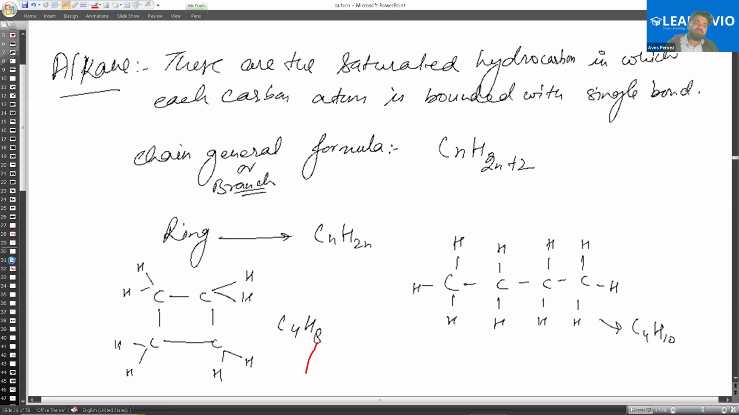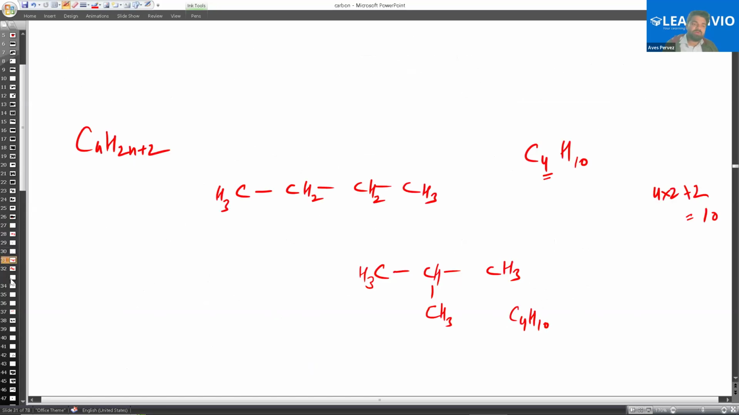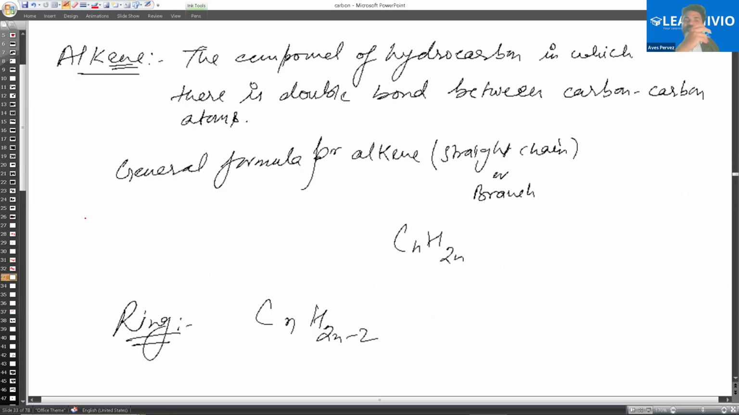If I'm talking about alkene, alkene is the compound of hydrocarbon in which there is a double bond between any two carbon atoms. These are called alkene. Its branch formula will be the same as that of cycloalkane. You understood?